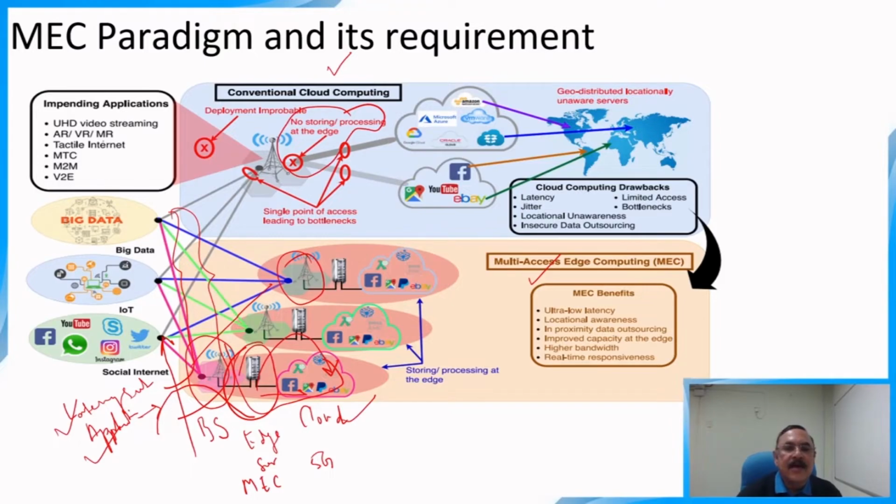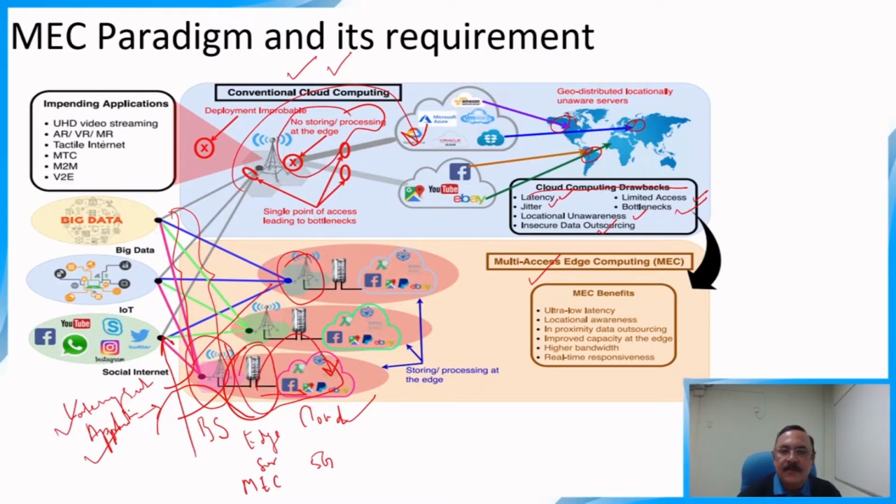And this is the scenario when edge computing was not there, only cloud computing. So, the computation offloading or task offloading has to be done with latency to the cloud, and these cloud data centers are located in different parts of the globe. Therefore, cloud computing has drawbacks such as a huge amount of latency, jitter, locational unawareness, insecure data outsourcing, and limited access and bottlenecks.